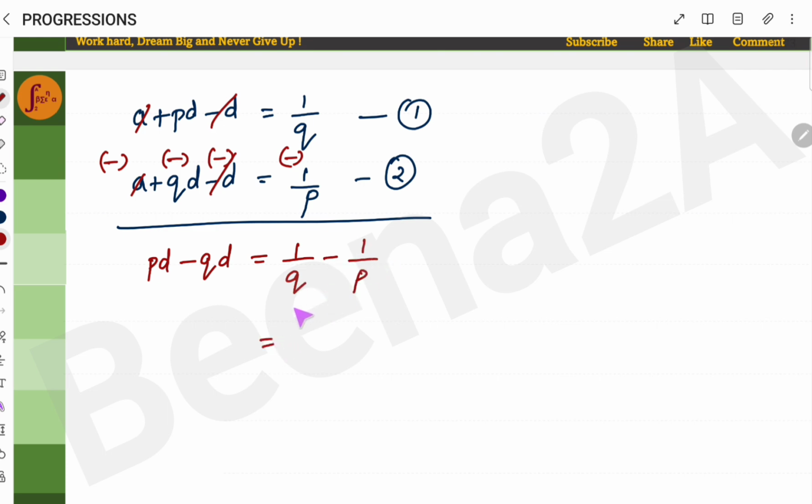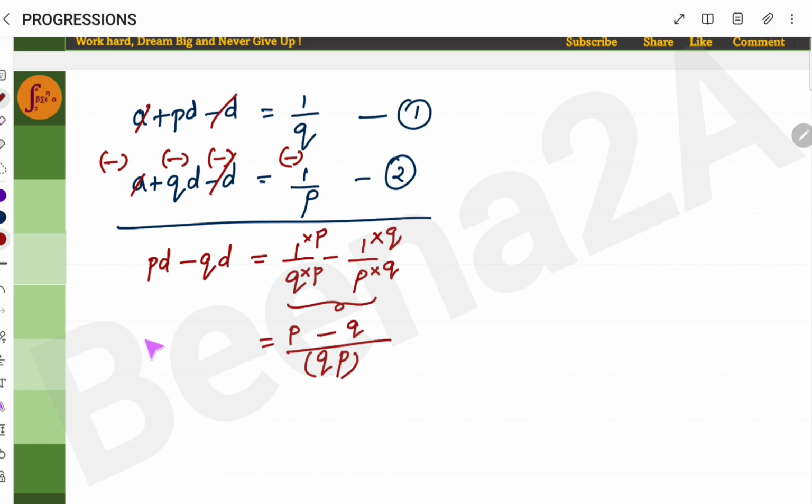So now if I take LCM, LCM would be Q into P. Simply multiply Q into P. Now if I have to get this LCM, Q into P, I have to multiply this into P. Only if I multiply Q with P, I'll get QP. But I have to multiply numerator. So I'll get P minus, here again, I have to multiply P with Q to get this LCM. But I have to multiply the numerator. So 1 into Q, which is Q. So P minus Q by PQ.